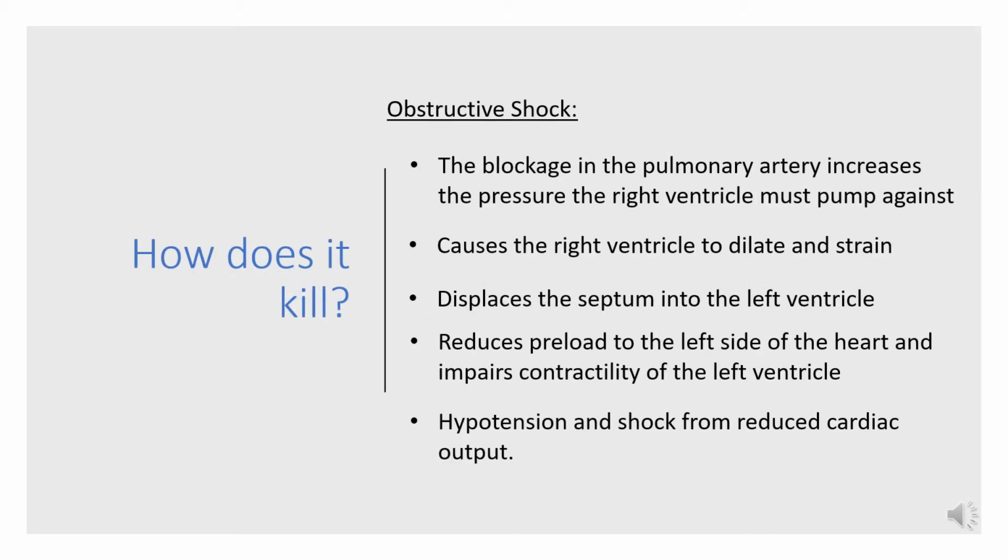How does it kill? Well, the first way is obstructive shock. The blockage in the pulmonary artery increases the pressure the right ventricle must pump against, causing the right ventricle to dilate and strain, which then displaces the septum into the left ventricle. This reduces preload to the left side of the heart and impairs contractility of the left ventricle, resulting in hypotension and shock from a reduced cardiac output.